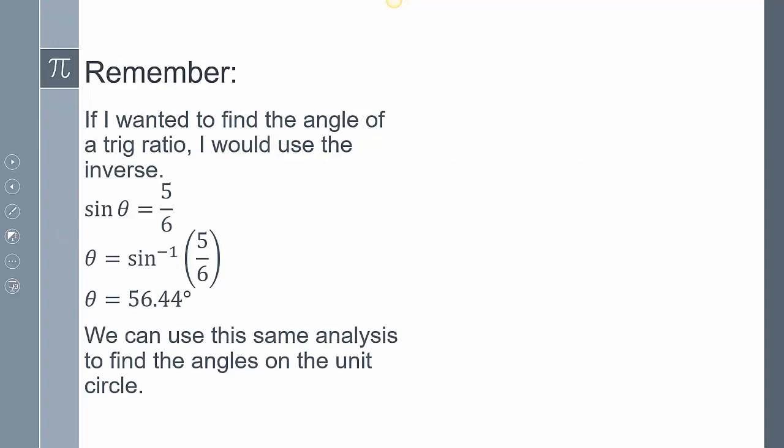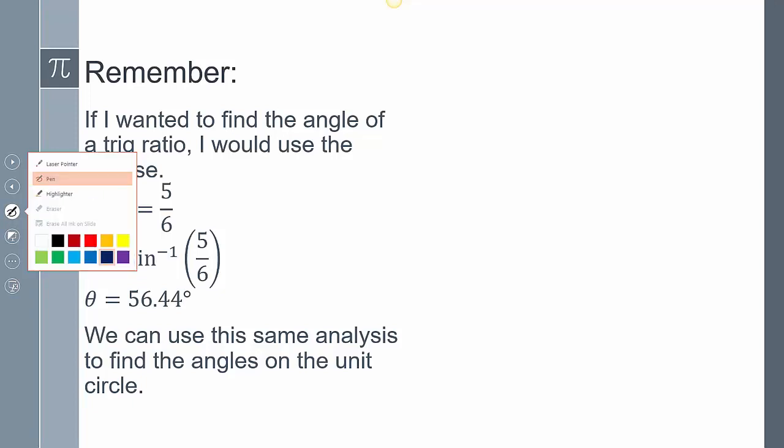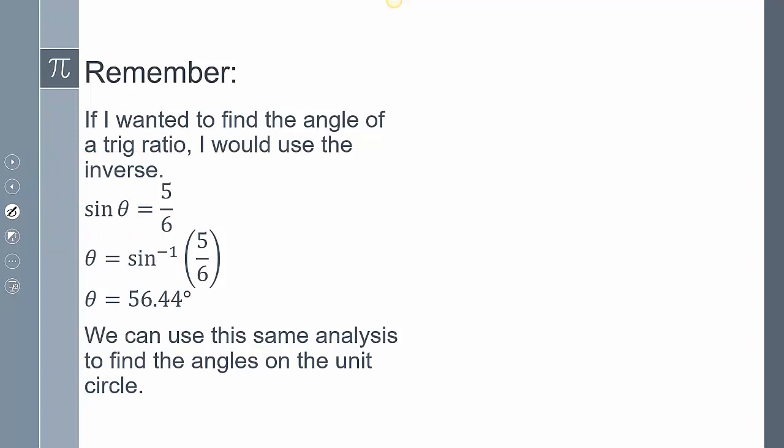Now, just a reminder, if I wanted to find the angle of a trig ratio, you're going to use the idea of an inverse. So if I had sine of theta equals 5/6, you would have to take the sine inverse to both sides. And so theta would equal sine inverse of 5 over 6. And if I entered that in my calculator, I could get this approximation of 56.44 degrees.